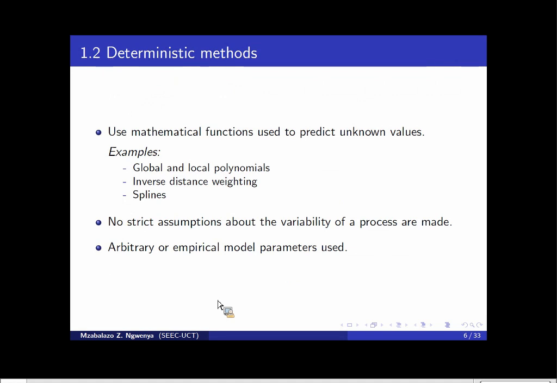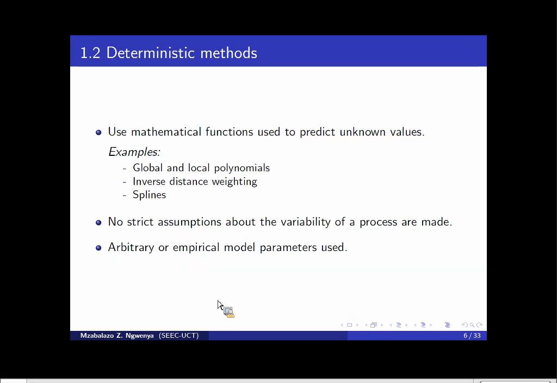The first of our methods, deterministic methods, are basically mathematical functions. You create a mathematical function and you fit it over your surface. Examples of such interpolators are your global and local polynomials, which are basically regressions on your coordinates. This is a very poor interpolation method because it does not really use the information in your data and assumes that the relationships in your data are strictly determined by your coordinates.